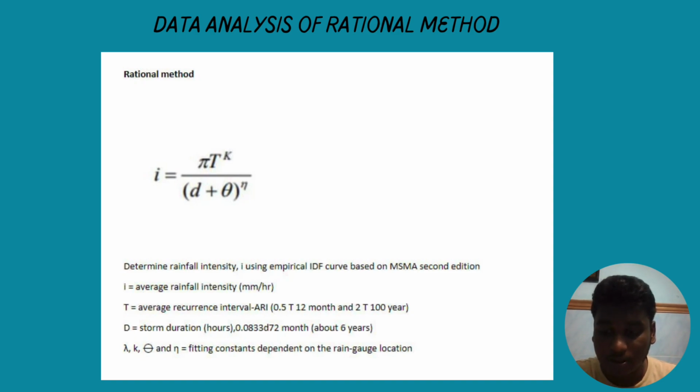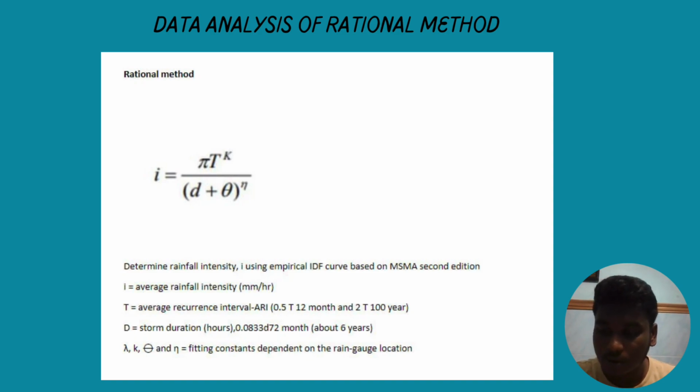That means like 0.5, 12 months, and then the D is the storm duration in hours, you can say about 6 years. Then the lambda, K, and N are the fitting constants dependent on the rain gauge location. Basically we can get these from the MSMA second edition. They already provide the values for the N, K, and the lambda.